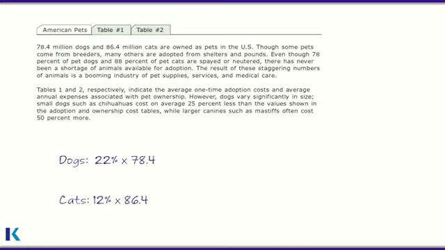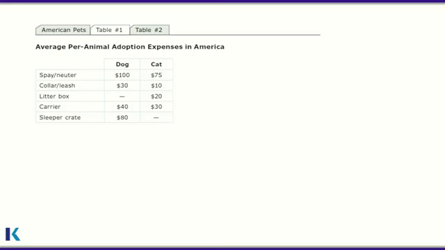To estimate, instead say 20% of 80 million, which equals 16 million dogs, and 10% of 90 million, which equals 9 million cats, are unspayed or non-neutered. Spaying and neutering are one-time expenditures, so the second tab contains the price. For each dog, it's $100, and for each cat, it's $75.